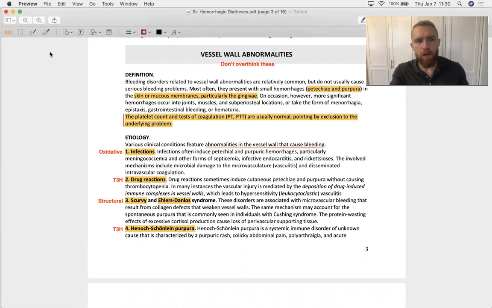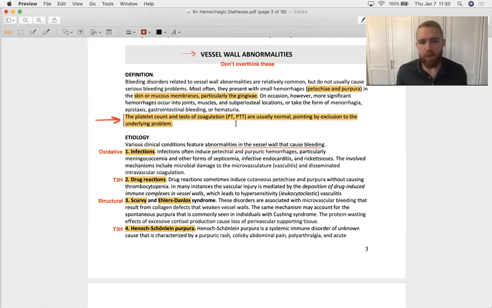And the hallmark of vessel wall abnormalities is normal labs. Totally normal platelets, quantitatively and qualitatively, totally normal factor tests, PT and PTT. Everything's normal. Patient just keeps bleeding. So you're thinking vessel wall problem.